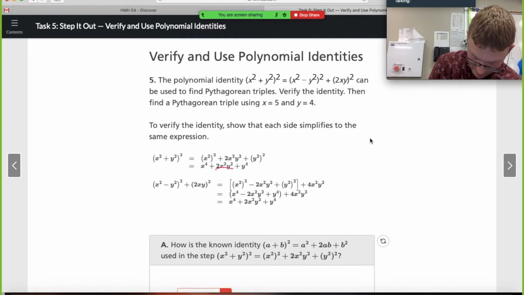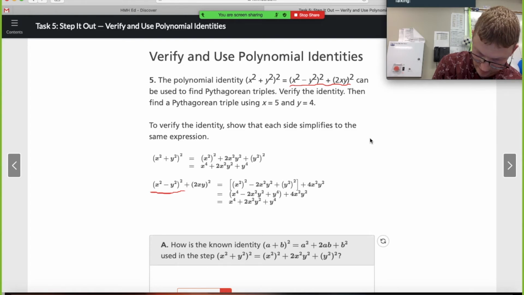That stays the same, and then same thing, y squared squared, y to the fourth. So this is simplified. Okay, so now let's look at the right side of the equation. So we've got x squared minus y squared quantity squared. So again, we're going to use that same thing from our last example.